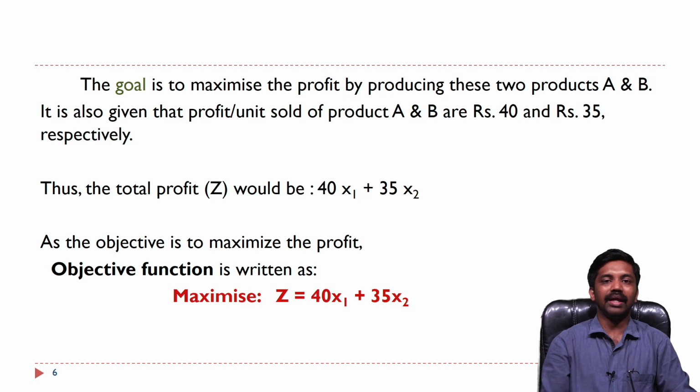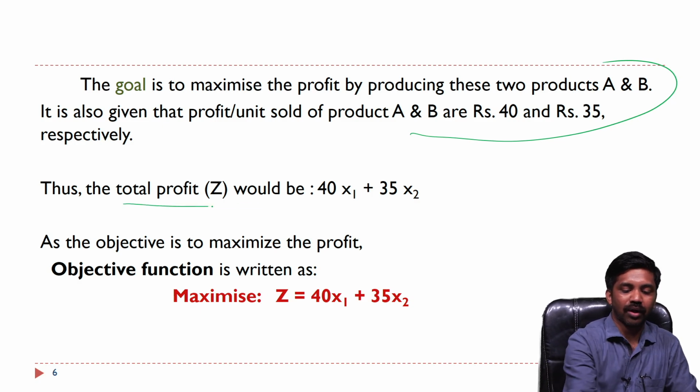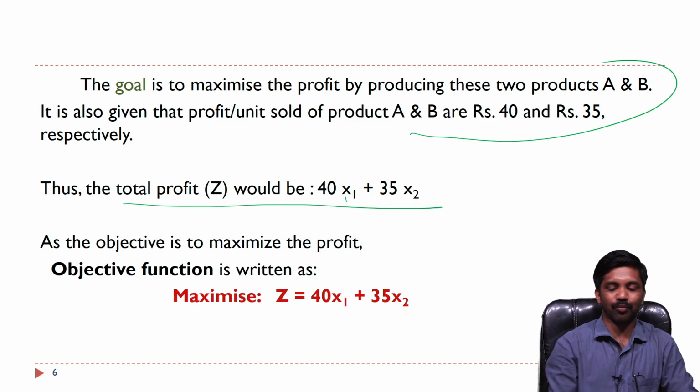So, we have to identify what is the goal of this particular scenario. We are trying to maximize our profit by producing these two products A and B in the most optimal manner. Another piece of information given is that each unit of product A sold will give us a profit of rupees 40, and each unit of product B sold will give us a profit of rupees 35. With this information we can make the equation for total profit. So, x1 is the number of units of product A and x2 is the number of units of product B, 40 is the profit per unit of product A and 35 is the profit per unit of product B.